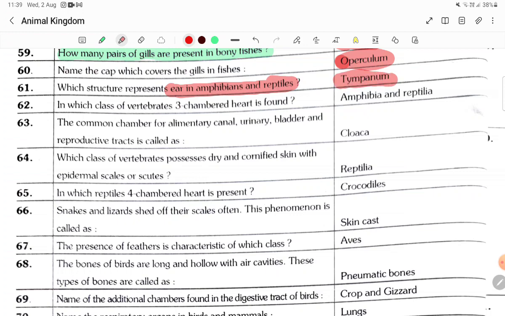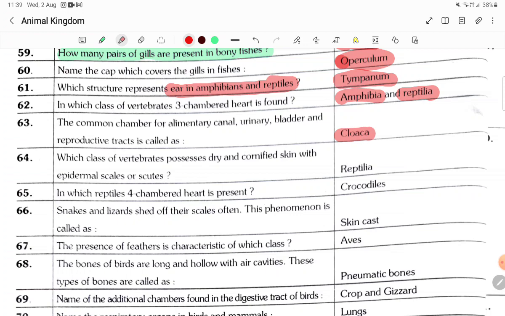Question number 62, in which class of vertebrates is the 3-chambered heart found? Amphibia and reptiles possess a 3-chambered heart. Coming on to question number 63, the common chamber for the alimentary canal, urinary bladder and reproductive tract is called the cloaca.